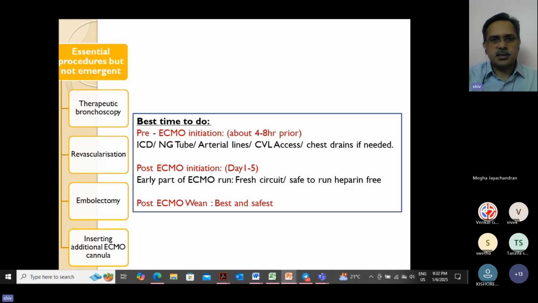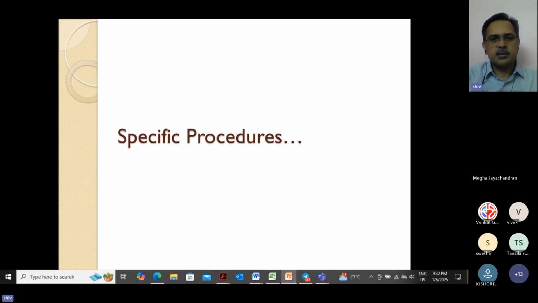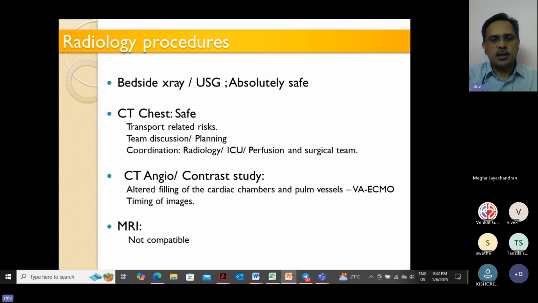And like I said, the best time would be before ECMO initiation, or if you can postpone these procedures until post ECMO wean and coming off ECMO, that will be the best and the safest thing to do. Now let's go through some specific procedures.